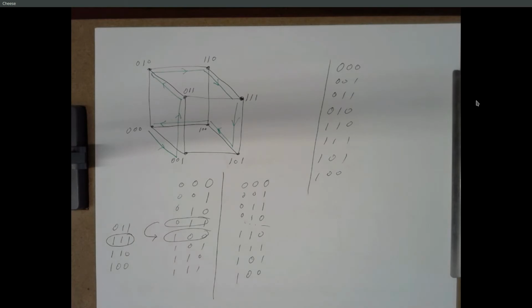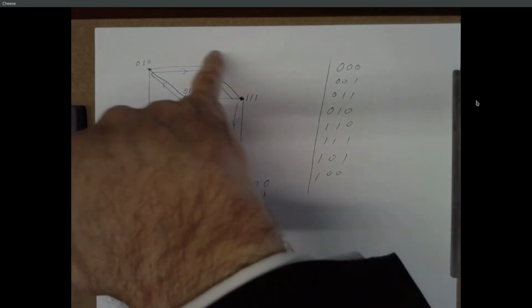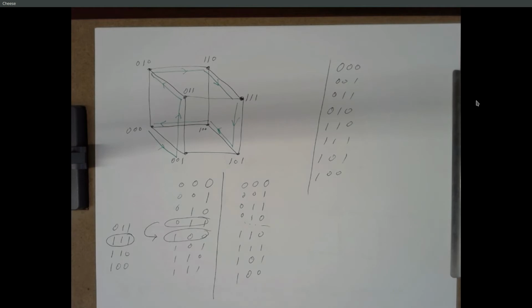And so that's one way to look at Hamilton paths, right? It's a walk through your binary combinations.